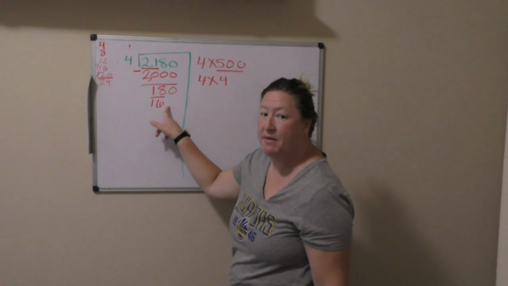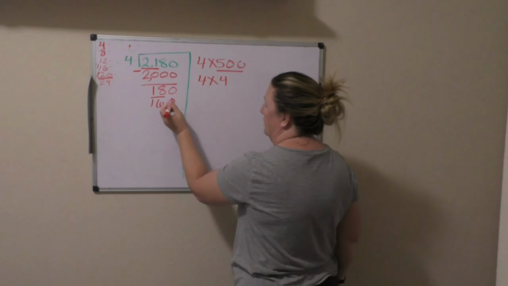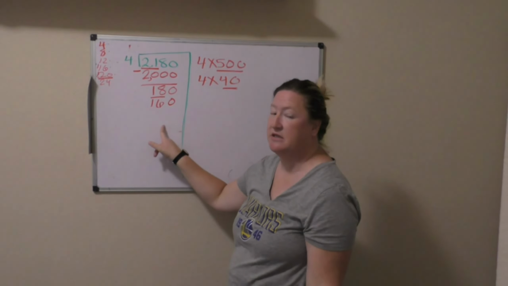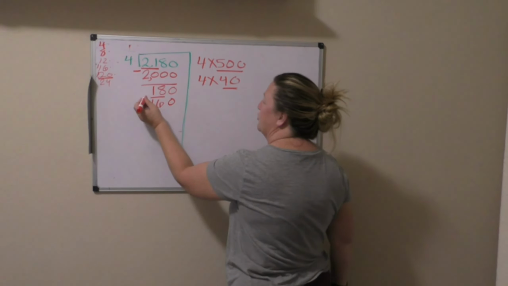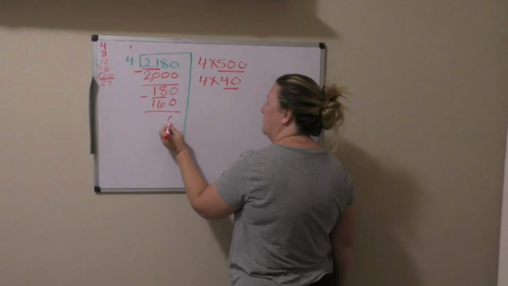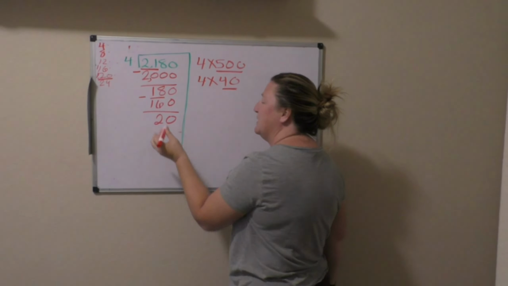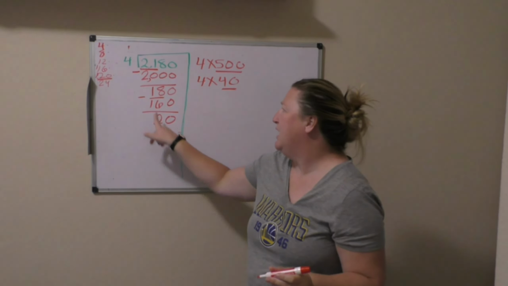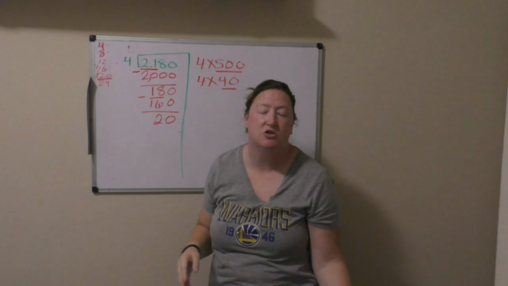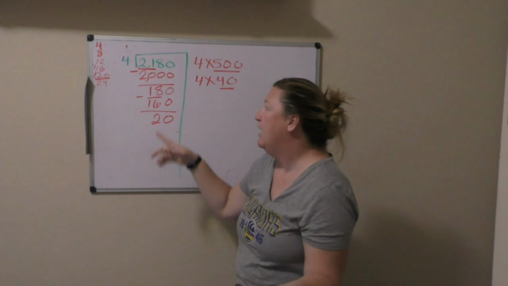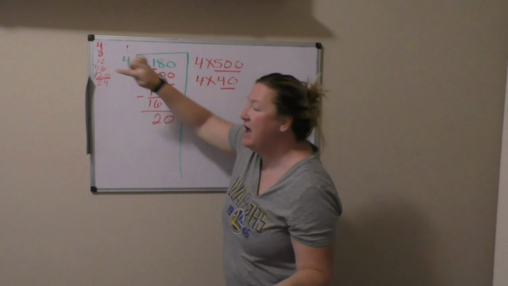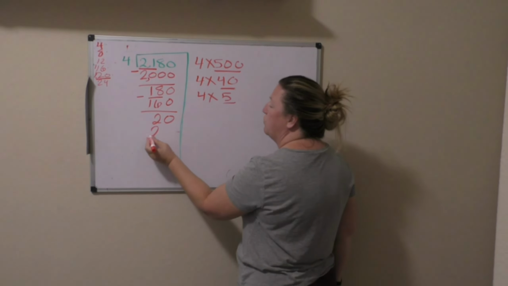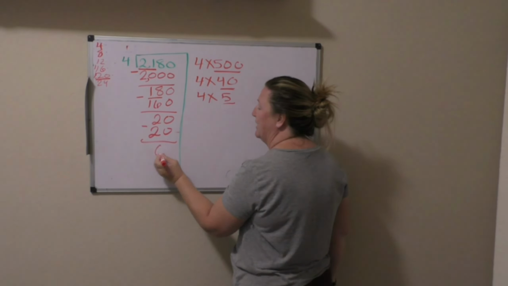But again, I'm missing that placeholder, that 0. So 4 times 40 gives me 160. So now I'm going to subtract. 0 minus 0 is 0. 8 minus 6 is 2. Now, again, I counted by 4, so I know that 4 goes into 20 equally. And I know that 1, 2, 3, 4, 5, 4 times 5 gives me 20. I subtract it, I get a 0.